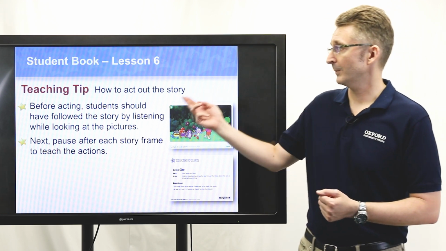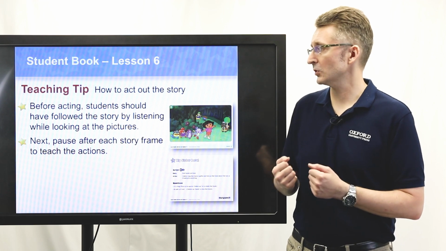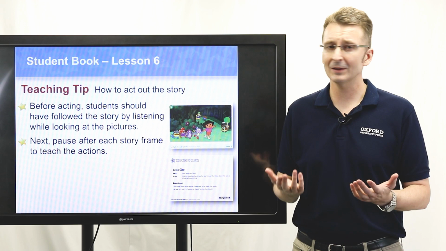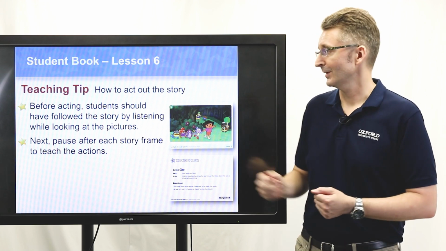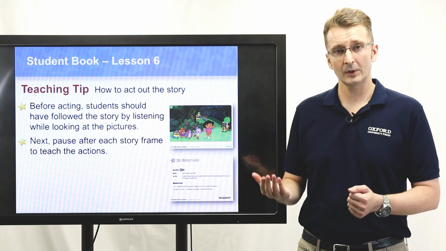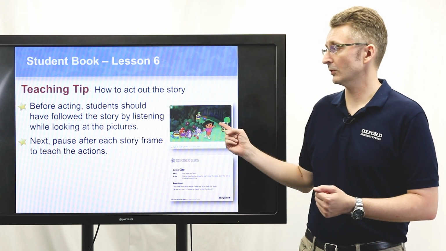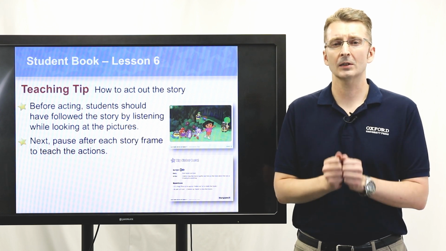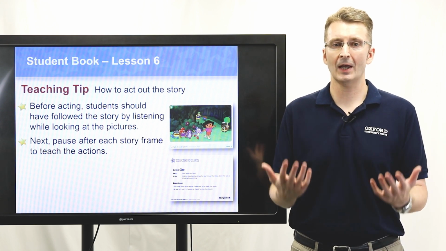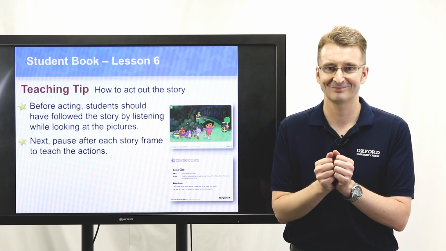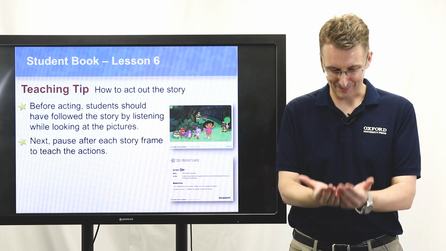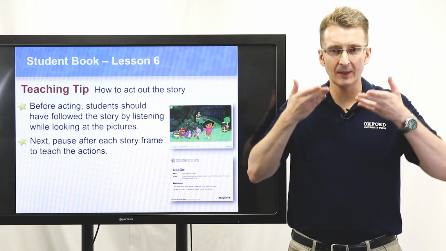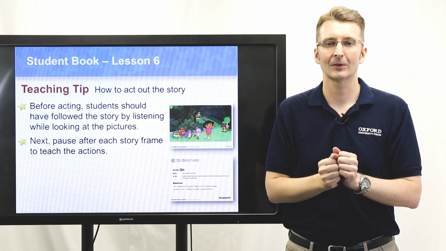So first, before students act, they really should have followed the story by listening and pointing to the pictures at least 2 times. Next tip, play the audio again and pause after each story frame to teach the actions. Now, it's harder for children to use their bodies to do the actions if they are sitting down and looking at their books. It's a lot easier if they're standing up and they have their heads up looking forward.